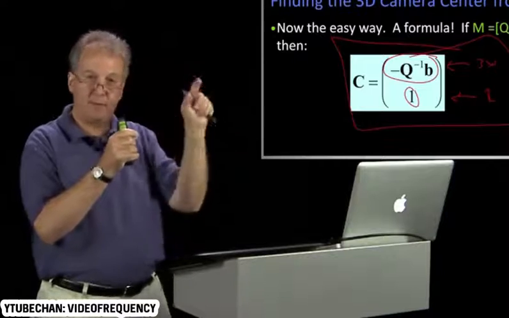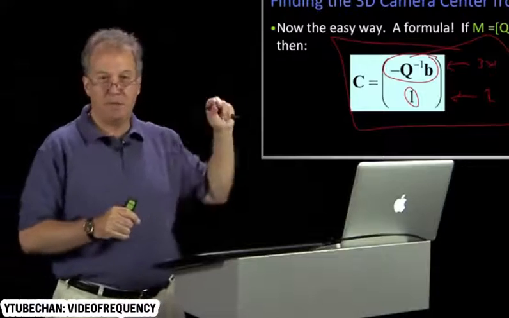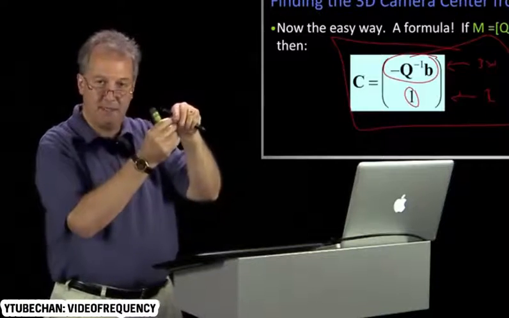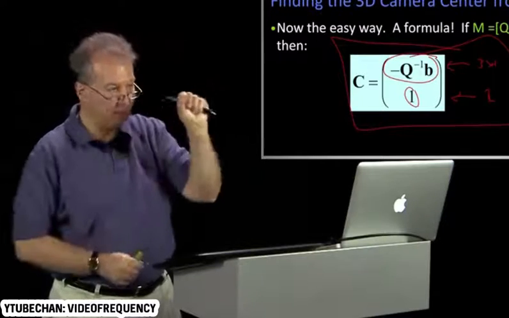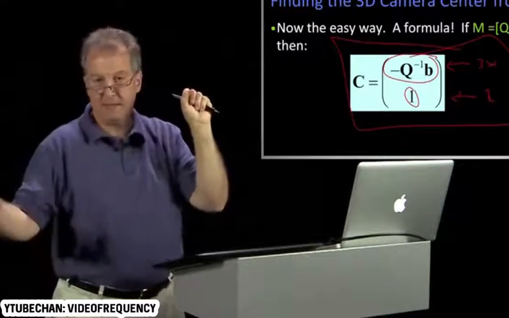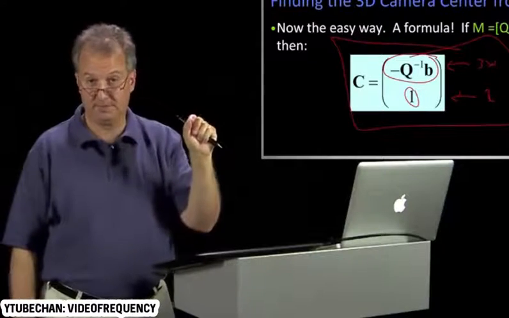And then I pulled out the 3 by 3 and called that Q, and the 3 by 1 and called that B. And then I took minus Q inverse times B over 1. That vector would be the actual location of this camera in that world coordinate system. Pretty cool.